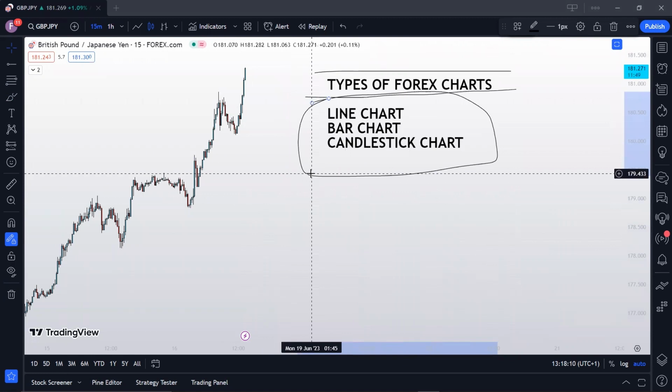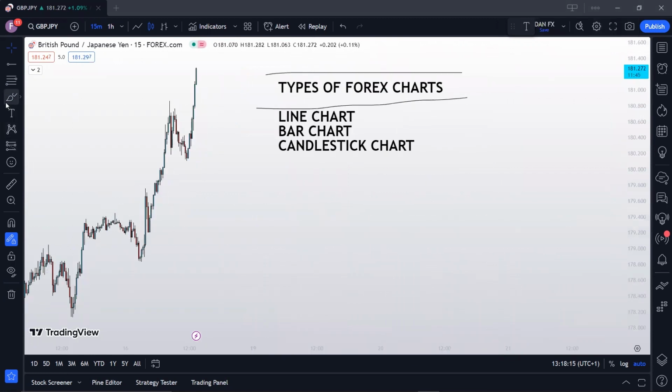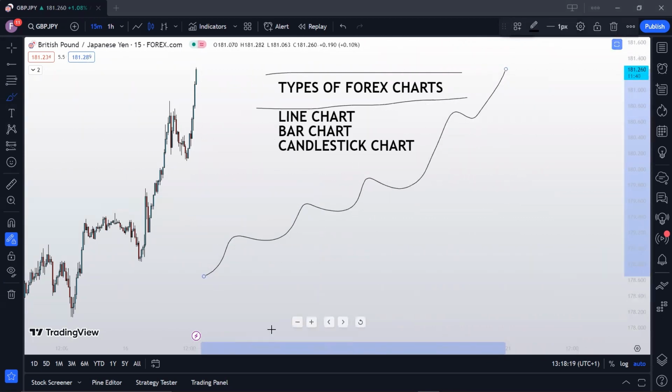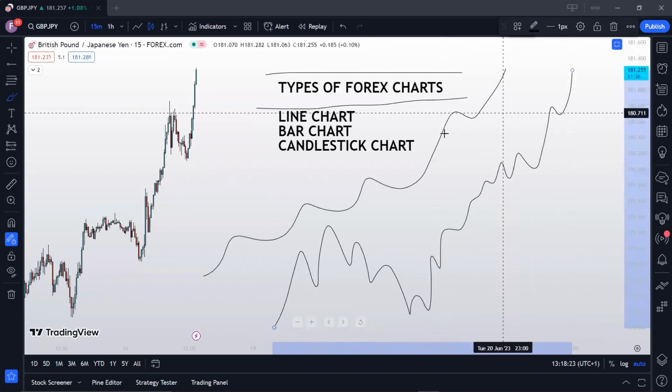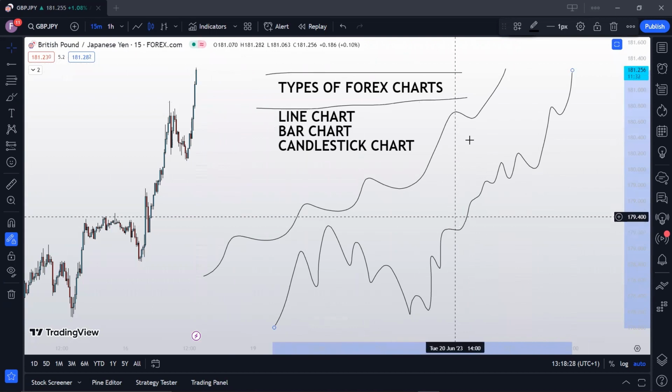So the first one is the line chart. Now, the line chart is very simple. The name is basically what it means. It's a line chart, and this is how it looks, right? So you're going to see something like this. This is how it looks on the chart. It's like a graph, a line graph chart, something like that, right?